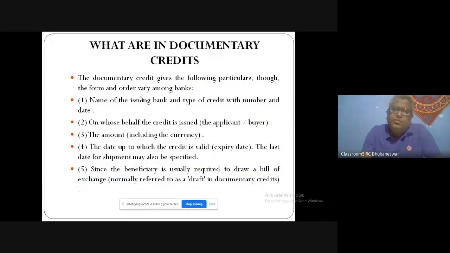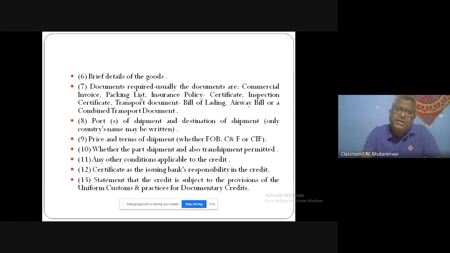But the question is, what are documentary credits? What does it really say? I always point out that the bank is a mediator between two parties. In the first point in my slide, you see the name of the issuing bank, type of credit, number, IEC number, and on behalf of the credit applicant, who is the applicant or buyer, the amount, terms and conditions, expiry of the credit, the beneficiary, and some brief details about the goods. Some documents are attached, such as a commercial invoice.